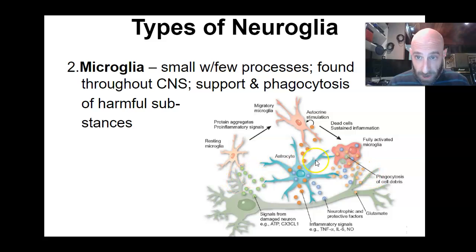So if you look at this image here, this is a dead cell that is being produced, and there's a chemical messenger that tells that resting microglia to go into fight mode, and it goes and it destroys this dead cell material and cleans it up. So think of the microglia as the cleanup crew, and they phagocytize anything that doesn't belong.